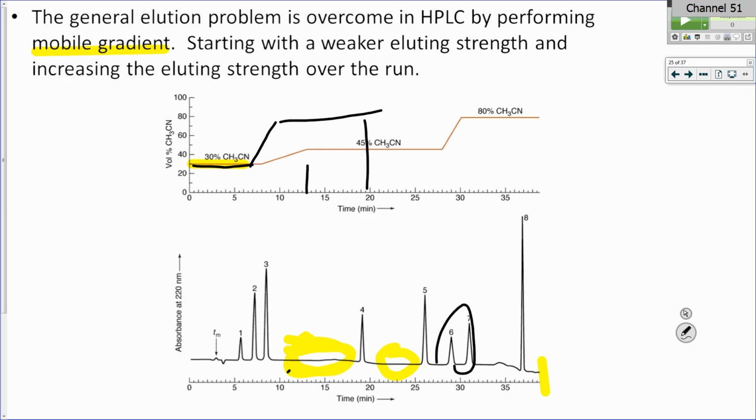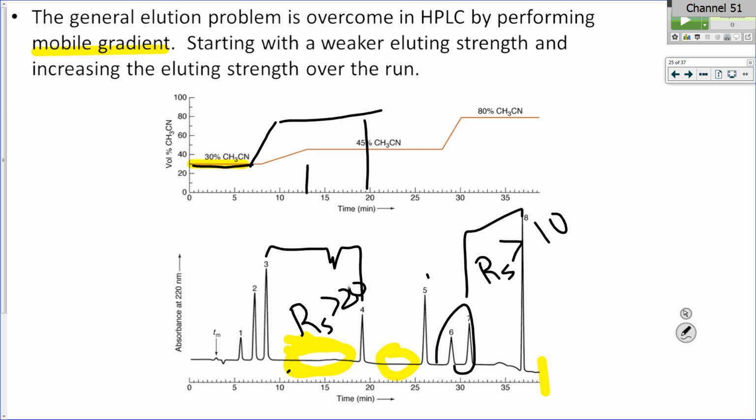It's a good separation, but when you look at this, there's a resolution greater than 10 between this pair, between 7 and 8. Why? If you look at this one, this is probably a resolution of close to 20. I mean, that's wasted time is all it is. You need a solvent system that can get those things off faster.